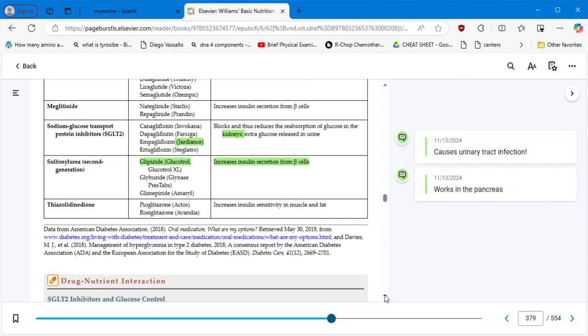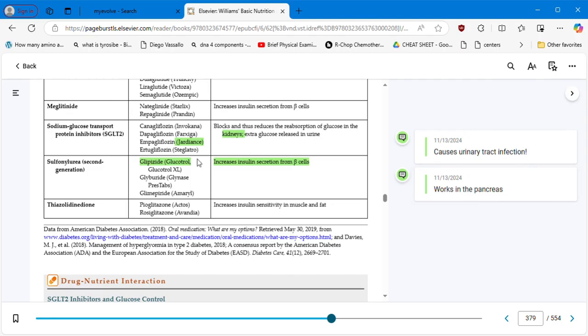Now we have another very common one, your sulfonylurea, second generation. So this is a derivative of your sulfa medications. Okay, so patients that are sometimes allergic to sulfa antibiotics probably shouldn't be taking glipizide. It increases insulin secretion from beta cells, right? It works on the pancreas.